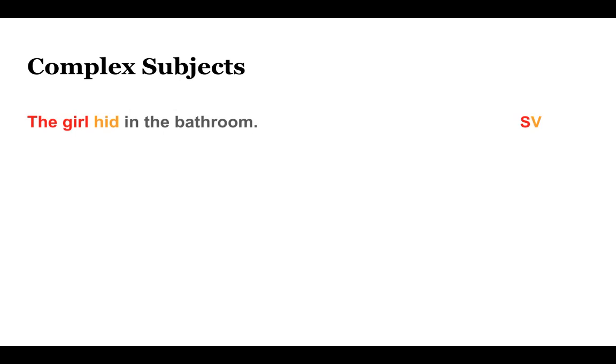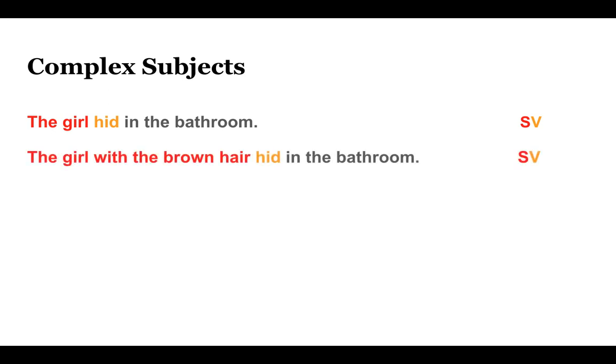So, in this example, we have the girl hid in the bathroom, and this is a very simple sentence. But sometimes we might have descriptors or what we call modifiers. So, the girl with the brown hair hid in the bathroom. This is still just one subject. This information, with the brown hair, can be part of the subject or not. The important thing to understand is that there's one subject, the girl.